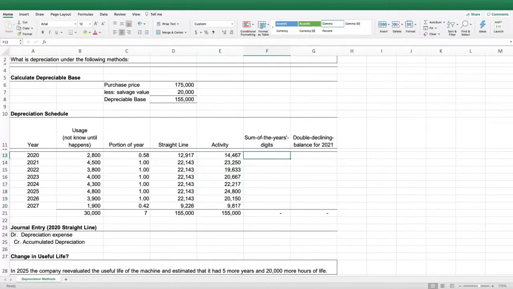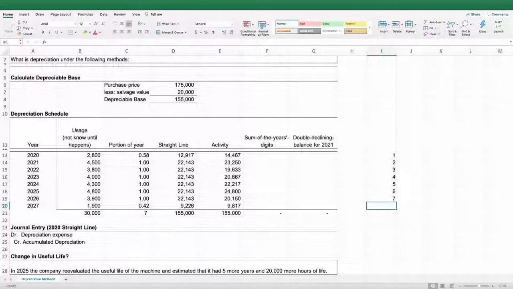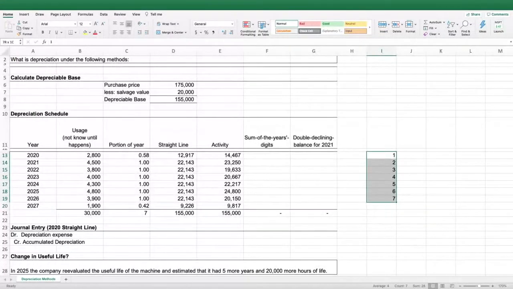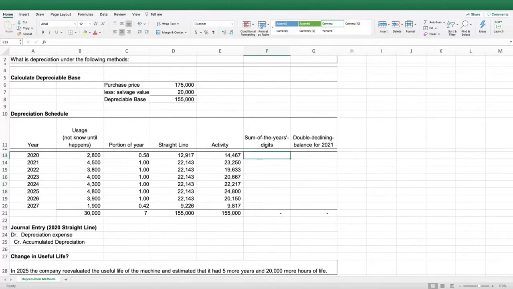So that is under the activity method. Sum of the year's digits. I have 7 years here. So if I did 3, 4, 5, 6, 7, I have 7 years right here. If I sum those up, I get 28. That's down here at the bottom, right underneath that cell. You'll see sum of 28. So if I sum up all of my year's digits, I get 28. We'll clear those out. So 28 is going to be my denominator.